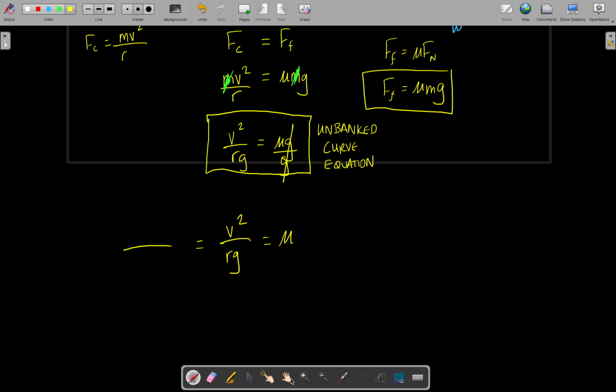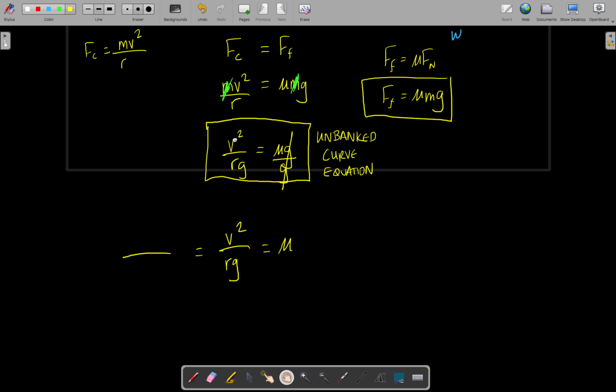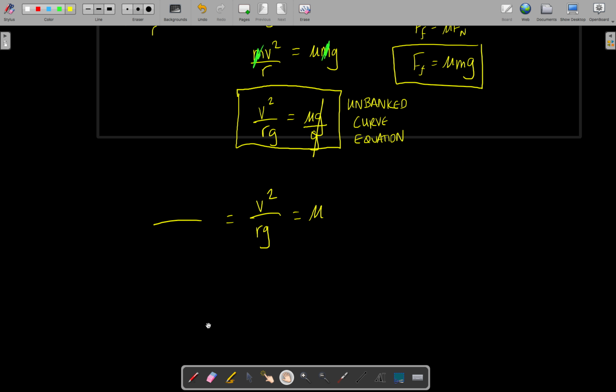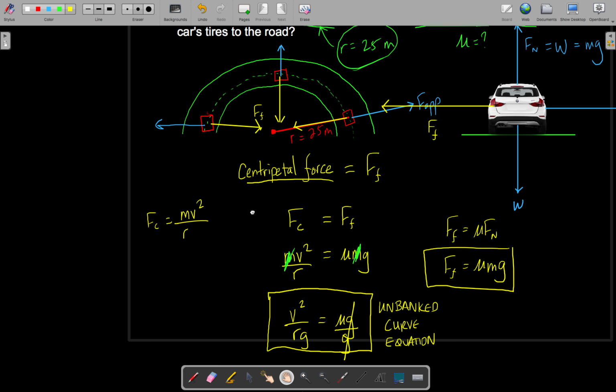We have the radius, we have the velocity, which is 7.5 meters per second. So I'm just going to write that up here. And don't forget to square it because the equation says square it. And on the bottom we have the radius, which is 25, times our gravity, which is 9.80. Once you have your values plugged in, let's go ahead and solve it.